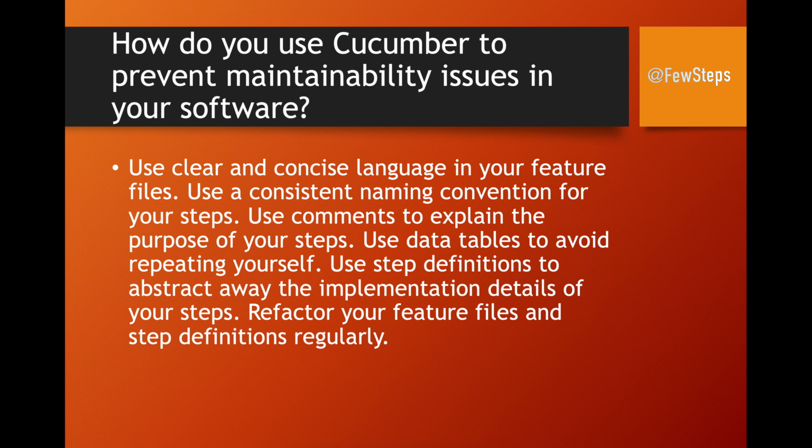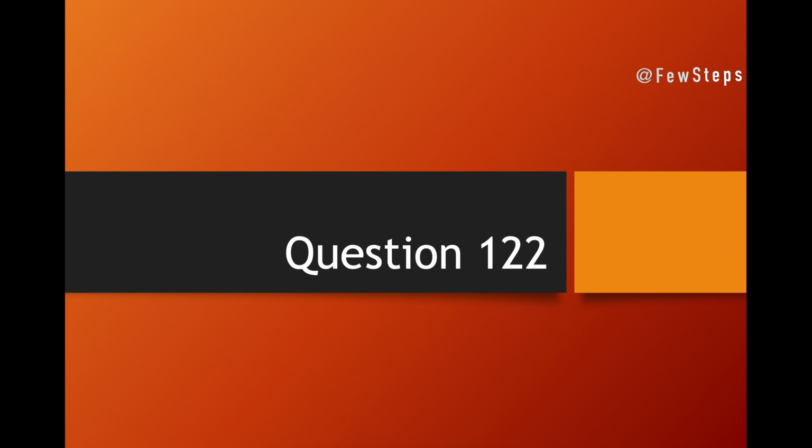Question 121. How do you use Cucumber to prevent maintainability issues in your software? Use clear and concise language in your feature files. Use a consistent naming convention for your steps. Use comments to explain the purpose of your steps. Use data tables to avoid repeating yourself. Use step definitions to abstract away the implementation details of your steps. Refactor your feature files and step definitions regularly.